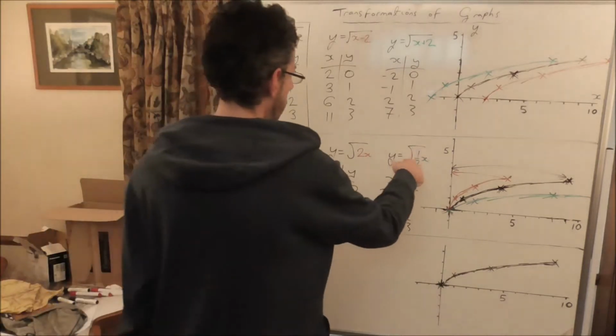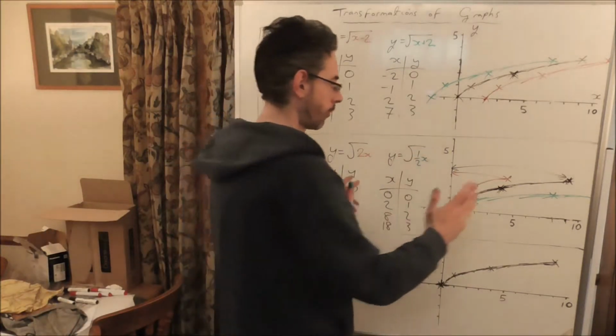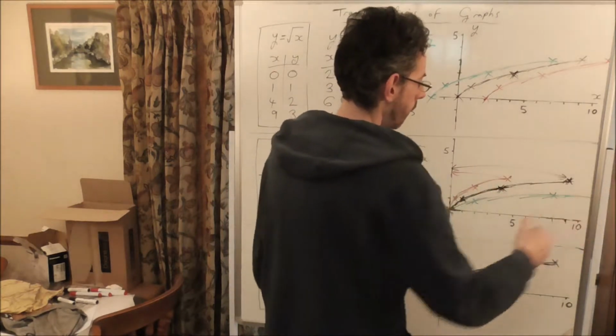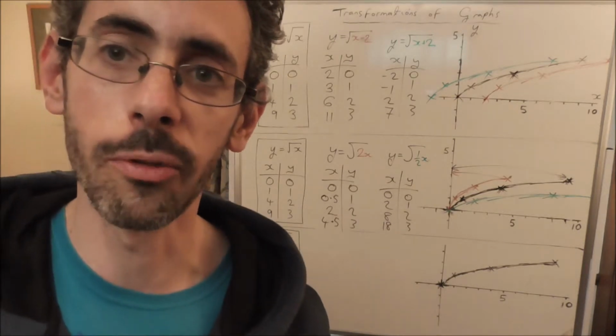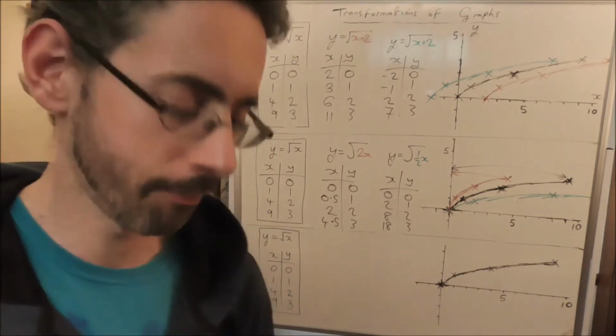Again, that's a bit unusual. Replacing x with half x, you might expect the distances to halve, but they all double and the graph becomes stretched. So with horizontal transformations, what actually happens is the opposite of what you expect, usually.